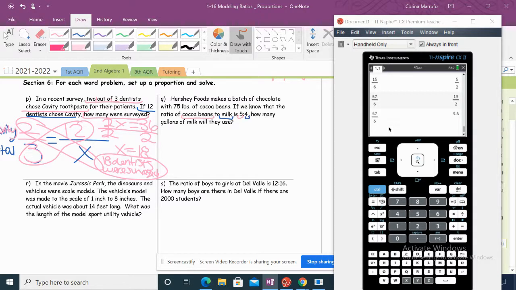Okay, so then we're going to make a proportion. The top is for cocoa beans. I'm going to put CB for cocoa beans, which is 5. And then the milk, I'm going to put M for milk, is 4. And so then it is asking us how many gallons of milk will they use, so we're looking for the bottom, which is M. And then the top is going to be, it says 75 pounds of cocoa beans, so it's going to be 75.